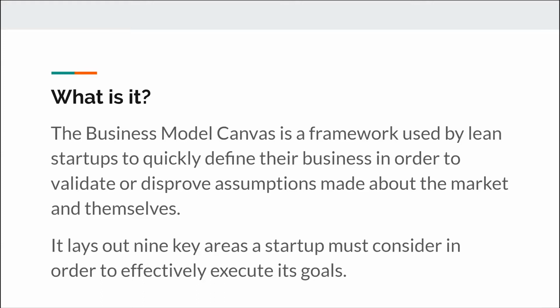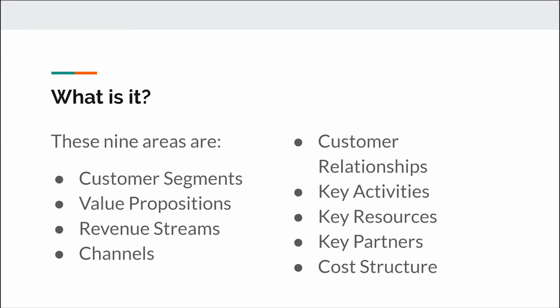It's composed of nine key areas that a startup has to consider in order to effectively execute its goals. These nine areas are customer segments, value propositions, which again we'll be talking about today, revenue streams, channels, customer relationships, key activities, key resources, key partners, and cost structures. There are a lot of pretty important areas, and each one of them really deserves its own time to talk about. They're also quite interconnected.